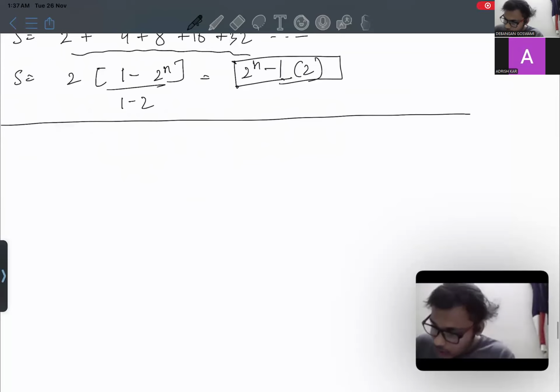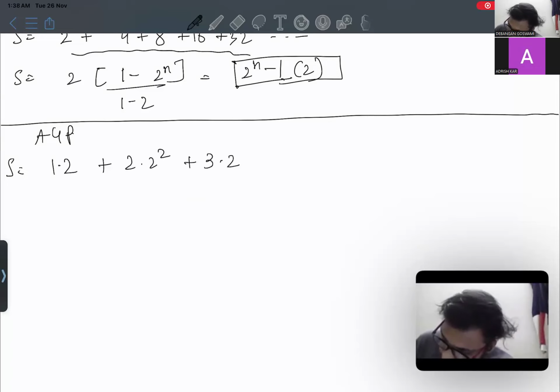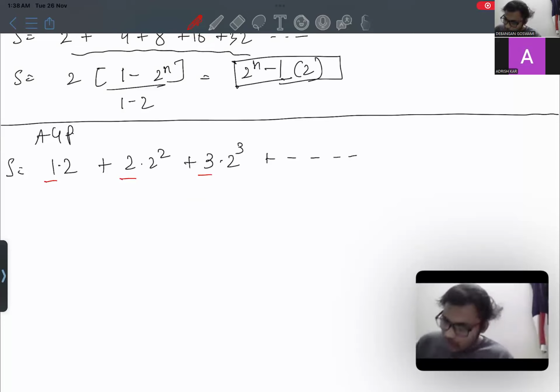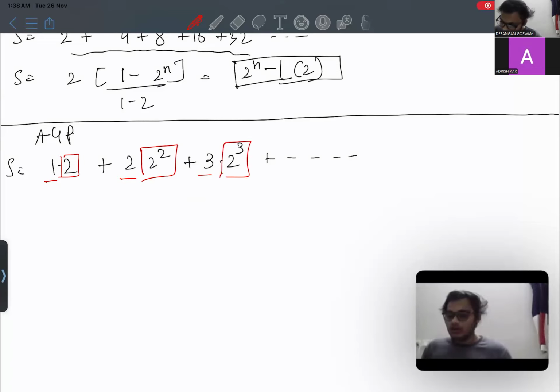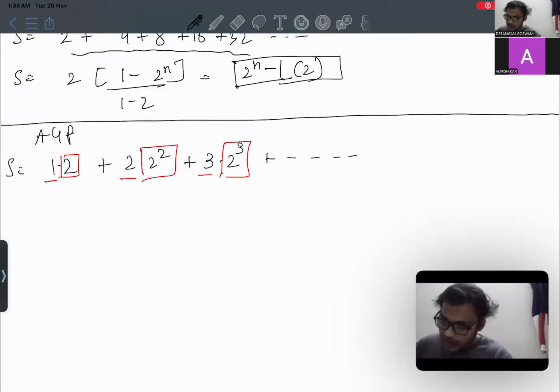Now let's dive into a new type of progression, which is the AGP, which is also called arithmetic-geometric progression. So what happens in this type of series is that if you are provided with a series like 1 into 2, plus 2 into 2 square, plus 3 into 2 cube, see what is happening here. The first part of every term is following an arithmetic progression, but the second part of every term is following a geometric progression. So how do we take care of this kind of series, right? So what we can do, we'll write S like this, same concept.